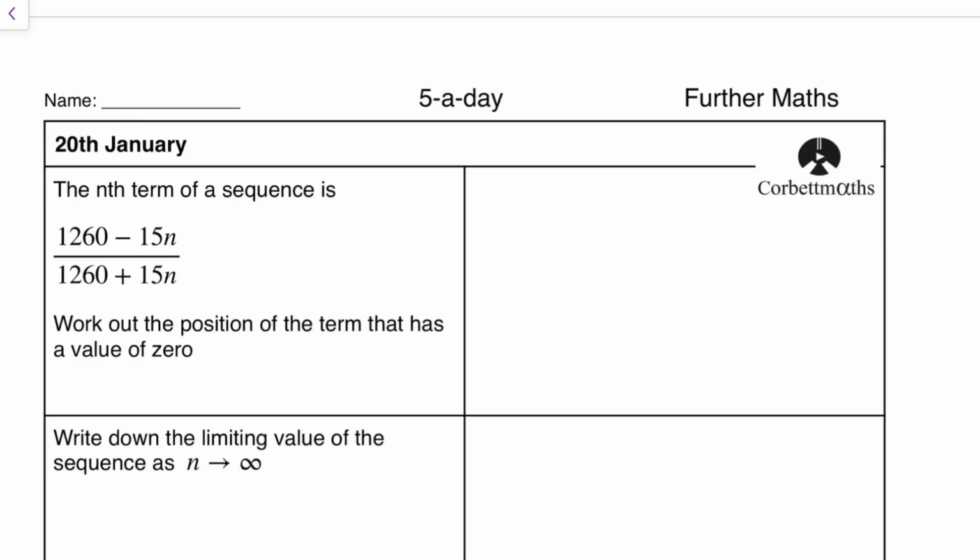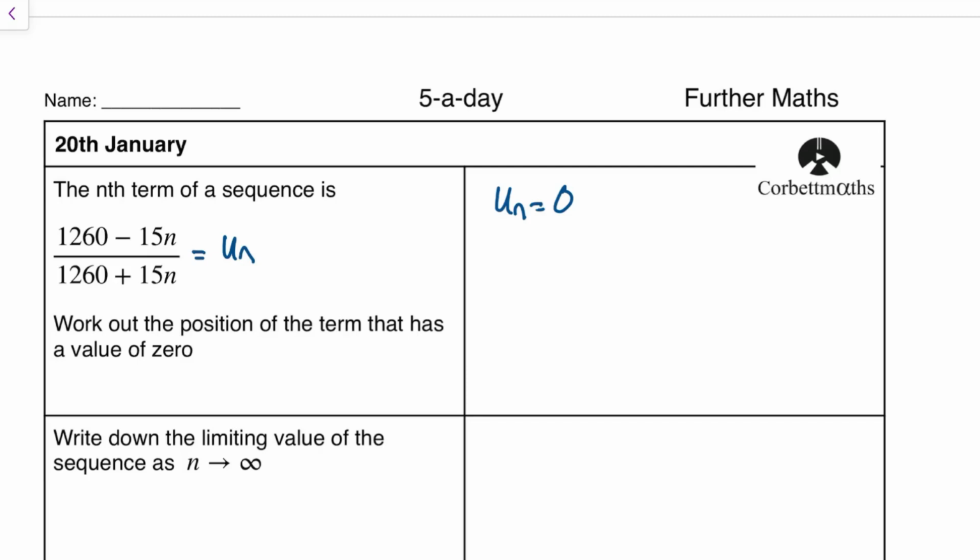Okay, so the first one gives you the nth term of a sequence. I thought it was going to be a limiting sequence question, but it's not. The nth term of a sequence is this. Work out the position of the term that has a value of 0. In other words, I want to know for which value of n do I get 0.